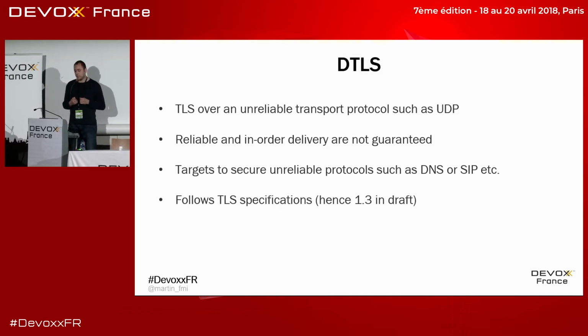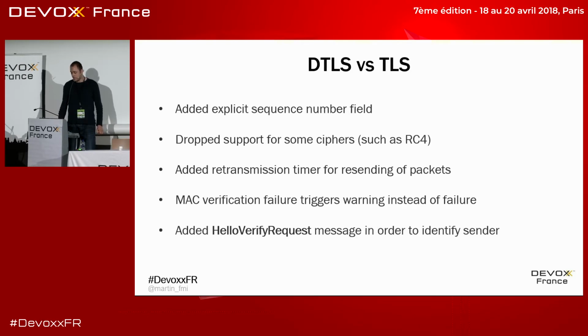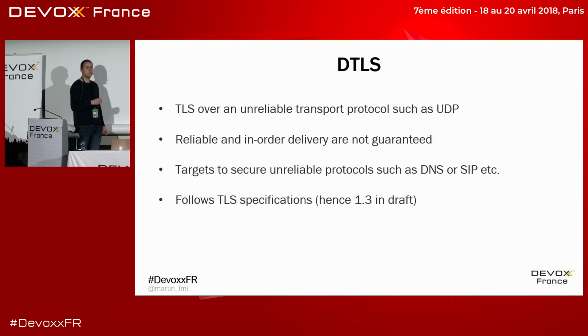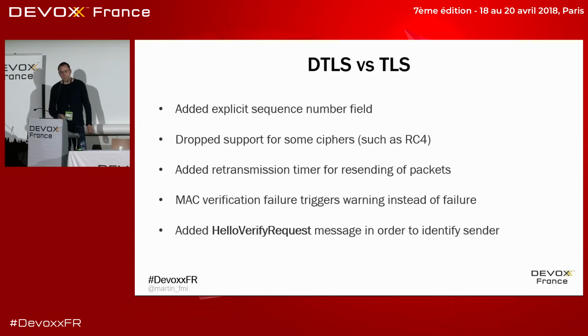And another interesting thing behind DTLS is that it follows closely the TLS specification versions. So the latest one is version 1.3, which will eventually be supported at some point in the JDK. But for now, the JDK basically supports version 1.2 of the DTLS protocol specification. And there are several differences between DTLS and TLS. Most of those differences are related to the fact that DTLS runs over UDP and not over TCP.